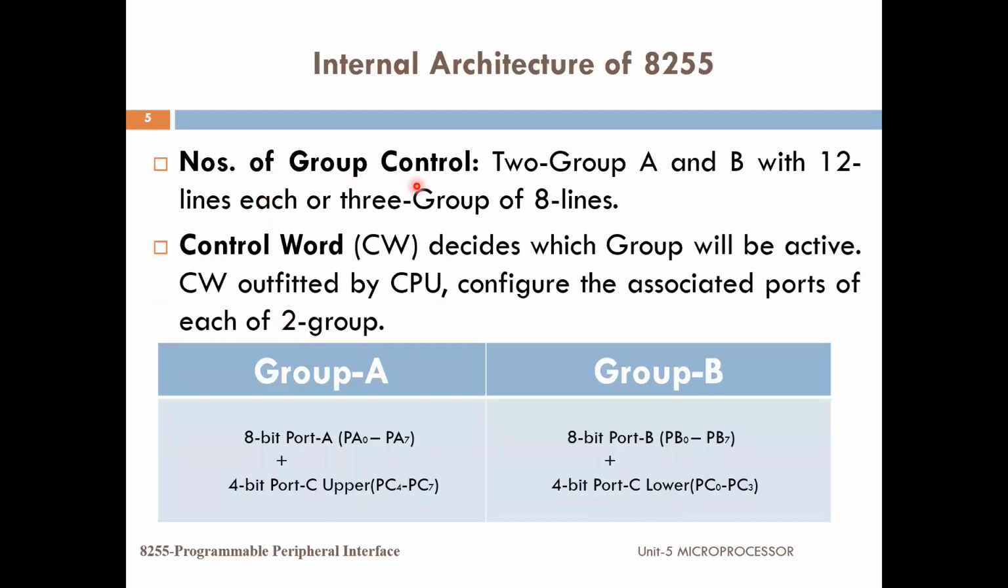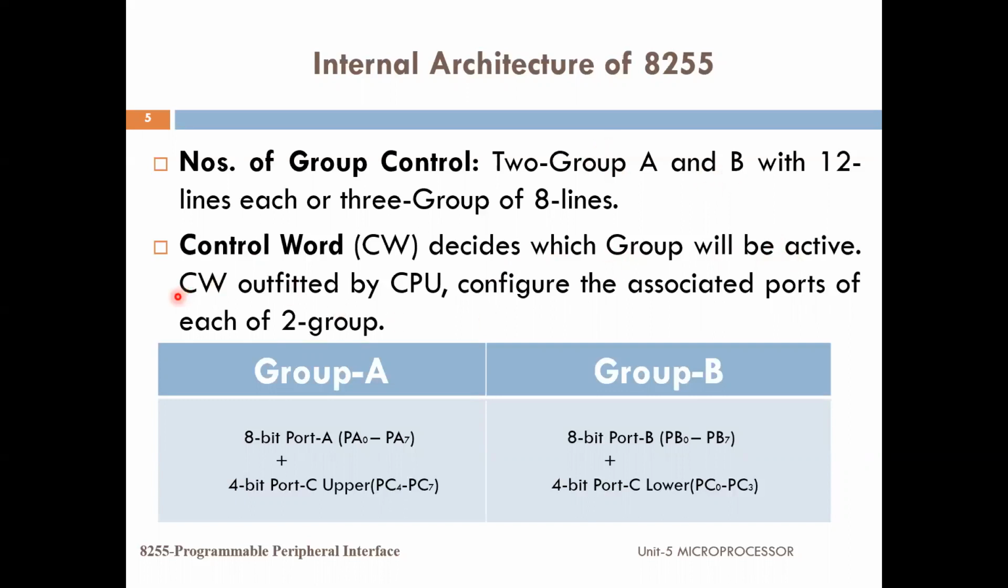The number of control groups is 2, A and B, with 12 lines each, or we can have 3 groups with 8 lines each. 8 cross 3, total 24 lines. And if we have 2 groups, then again 12 multiplied by 2, 24 lines. This control word which gets stored in the control word register actually decides which group will be active, whether it is group A or group B.